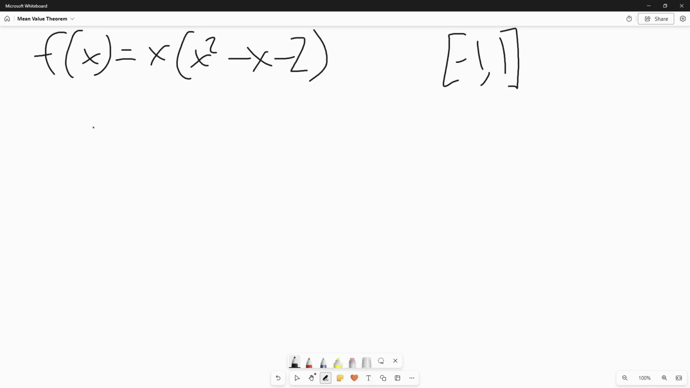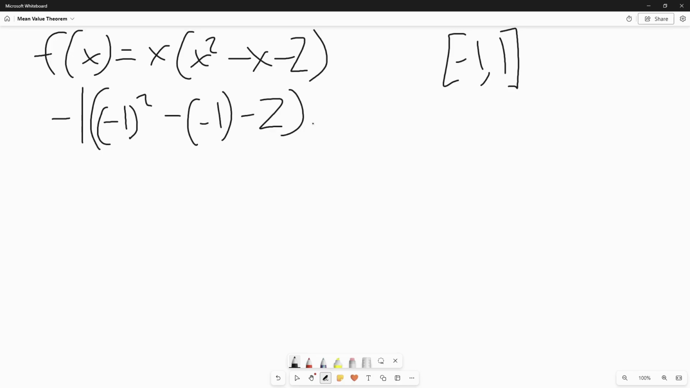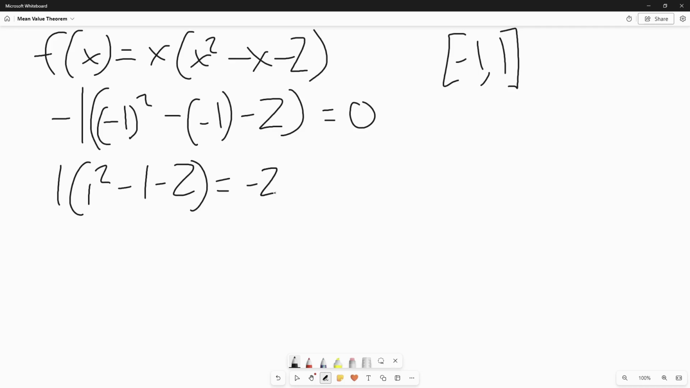So we can start by calculating the slope of the secant line. To do that, we need to calculate the rise and the run. To calculate the rise, we need to find the y values at both of these points. So f of -1 will be -1 times -1 squared minus -1 minus 2, which is equal to 0. And f of 1 is 1 times 1 squared minus 1 minus 2. This is equal to -2. So the rise is -2 minus 0, which is -2.